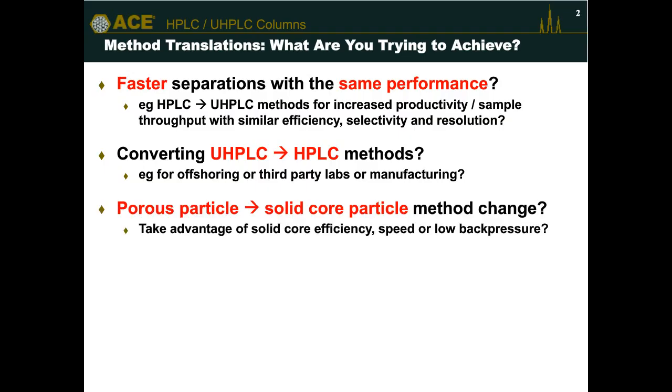We may be interested in the solid core particle format, so superficially porous particles. And when you transfer a method from your standard porous particle to one of these solid core particles, you do need to change the method to get equivalent chromatography. So we're going to take advantage of the solid core particles, the efficiency, the speed, the low back pressure, but we need to change the method slightly to make sure that we're actually getting the same performance, the same efficiency, the same separation, the same selectivity, for example.